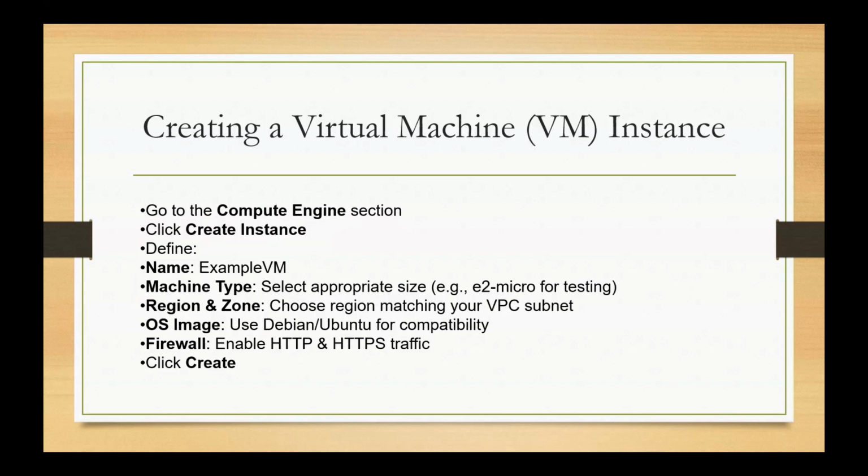The next step is virtual machine creation. You can go to the virtual machine section, and there you will find a button called create instance. After that you need to define a name, and you will define your machine type. This part is very important because the machine type is also going to impact your cost. So you need to understand these things properly.